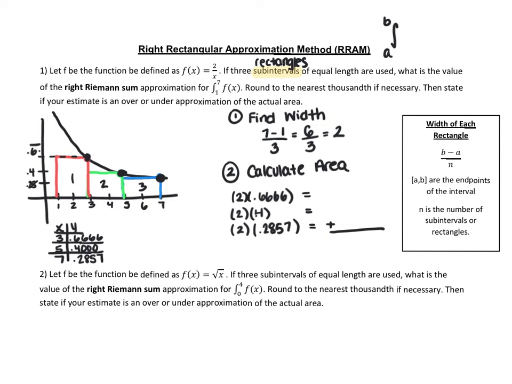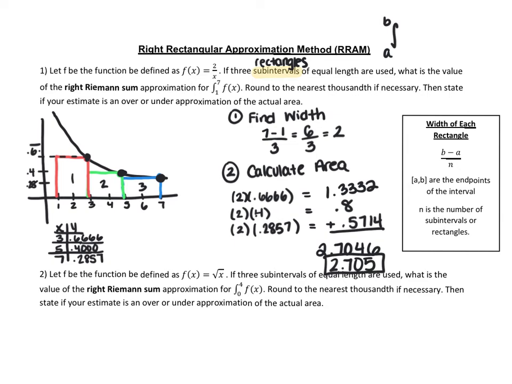Okay, so when you multiply the first two together, you should get 1.3332. When you multiply the second together, you should get 0.8. And then when you multiply the last two together, you should get 0.5714. And then when you add them all up, you should get 2.7046. So rounding to 3 decimal places, 2.705. That should be my estimated area under this curve. Now, let's not forget to answer the last question.